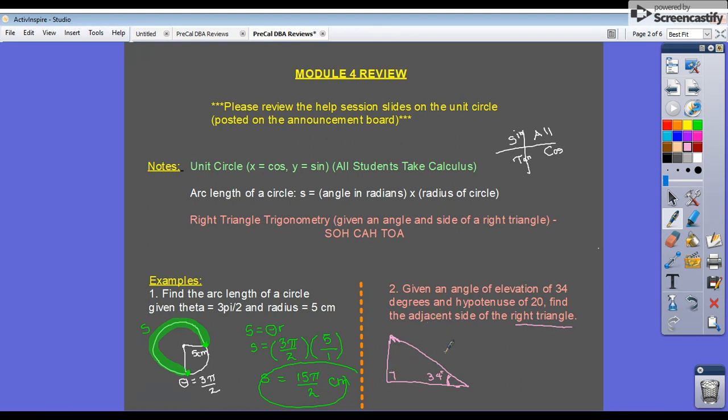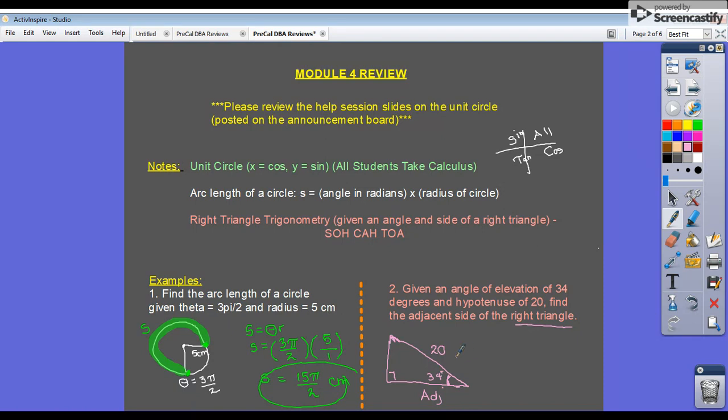I'm also given in my right triangle a hypotenuse of 20. And with that, I'd like to find the adjacent side of the right triangle. The adjacent side is always the side that the given angle sits on. So note that 34 degrees is sitting on this side, which is the adjacent side. Keep in mind, if I were to change the angle up here, this would be the adjacent side. So the adjacent side is always the side the angle sits on.